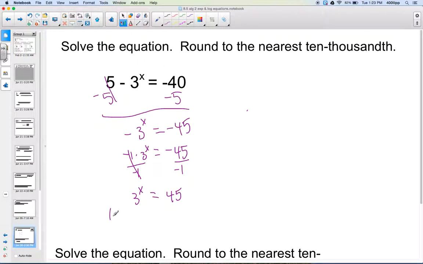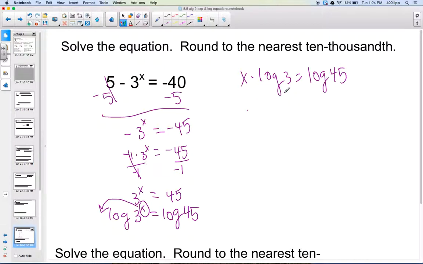of both sides. So if we take the common log of both sides, log of 3 to the x is equal to log of 45. Then we'll bring our power in front by the power property and get x times log of 3 is equal to log of 45. Now we can just divide both sides by log of 3 so that we get x by itself here. Divide both sides by log of 3. These cancel. And I get x is equal to log of 45 divided by log of 3.